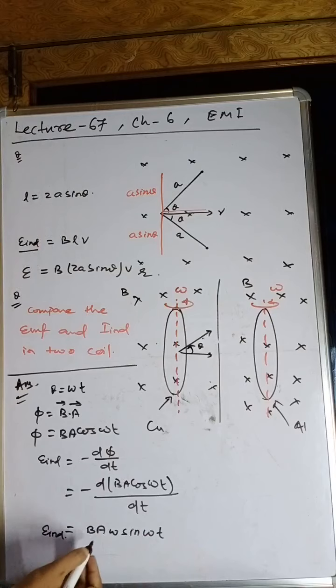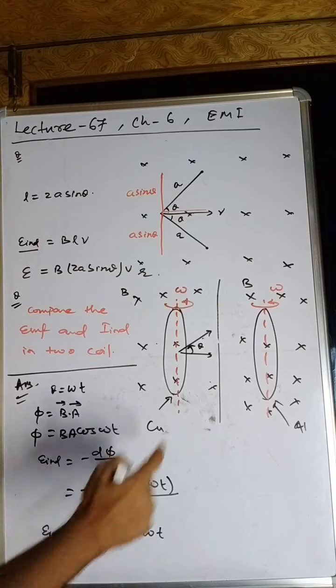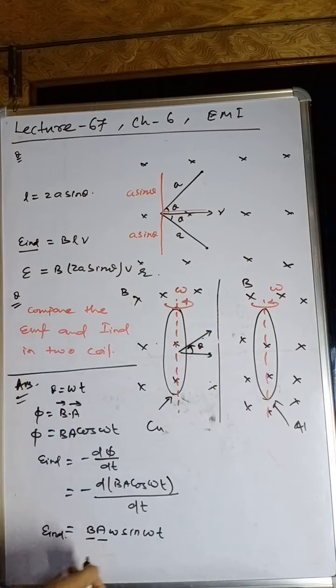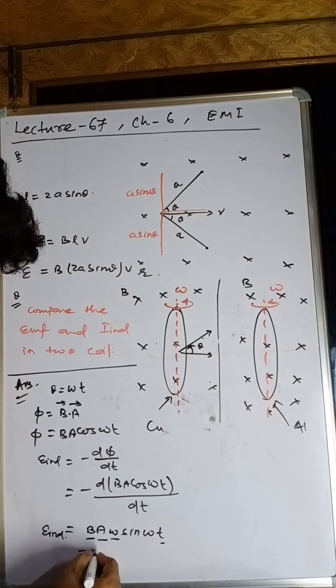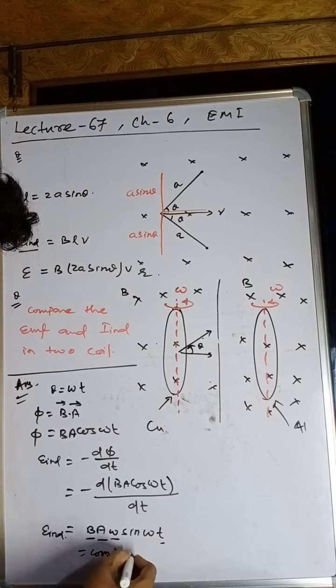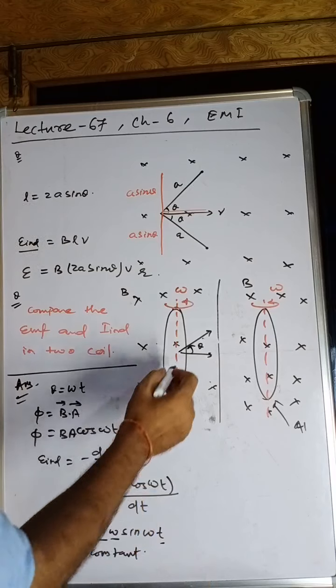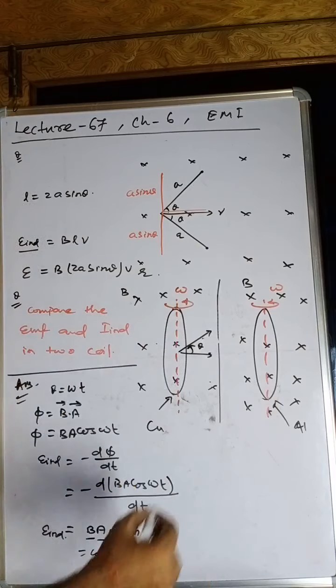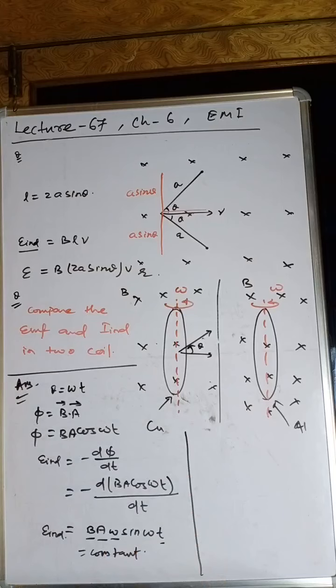Now you can see B is constant for both coils, A is constant for both coils, and omega is also constant for both coils. It means in the same time both coils will rotate the same. So the EMF induced in this coil and in this coil will be the same. Now come to the next part.